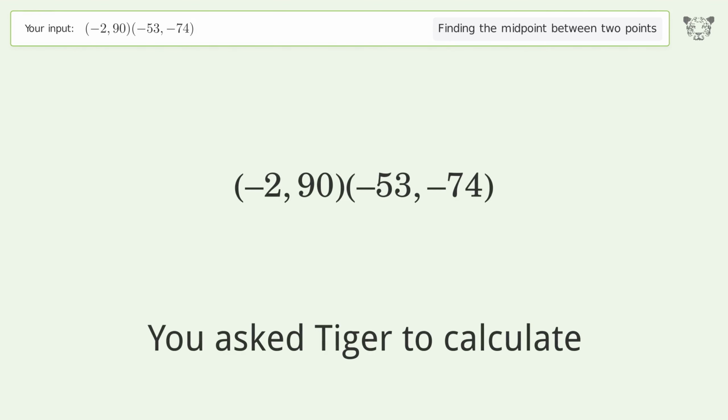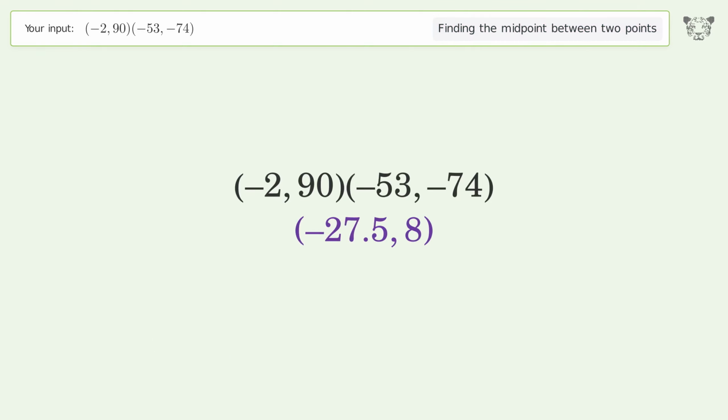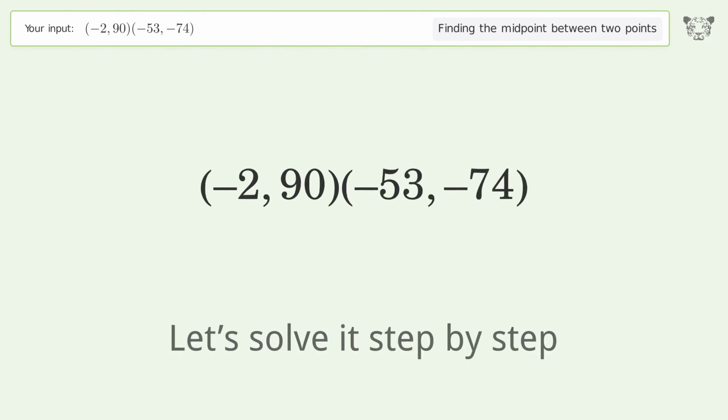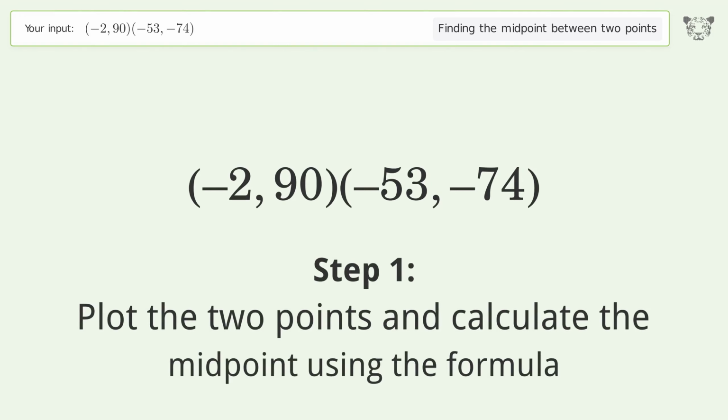You ask Tiger to calculate. This deals with finding the midpoint between 2 points. The midpoint between the 2 points is negative 27.58. Let's solve it step by step. Plot the 2 points and calculate the midpoint using the formula.